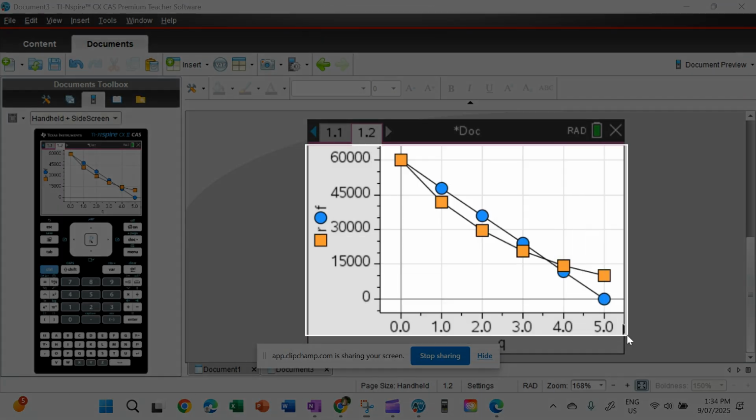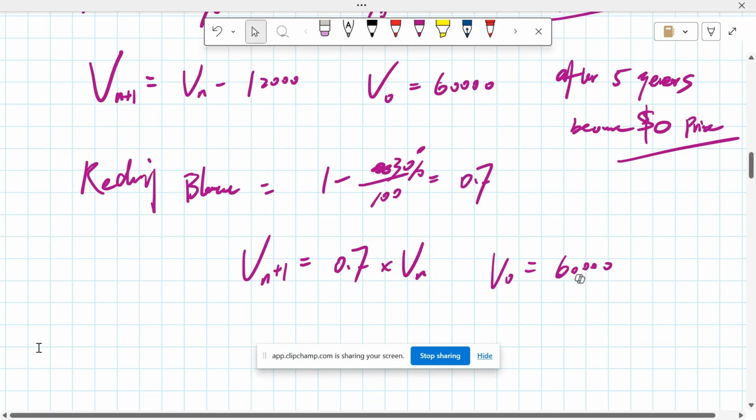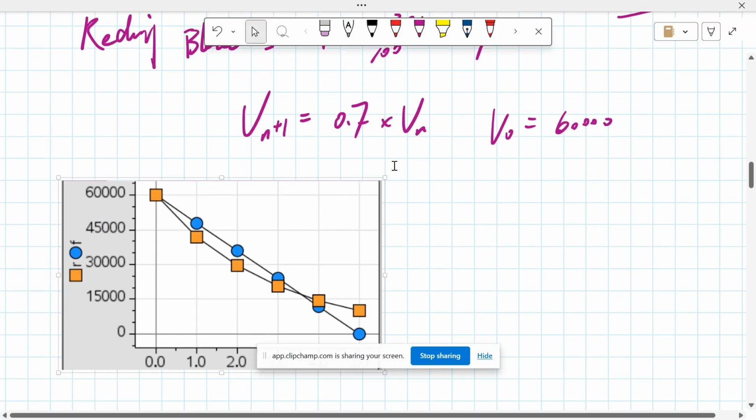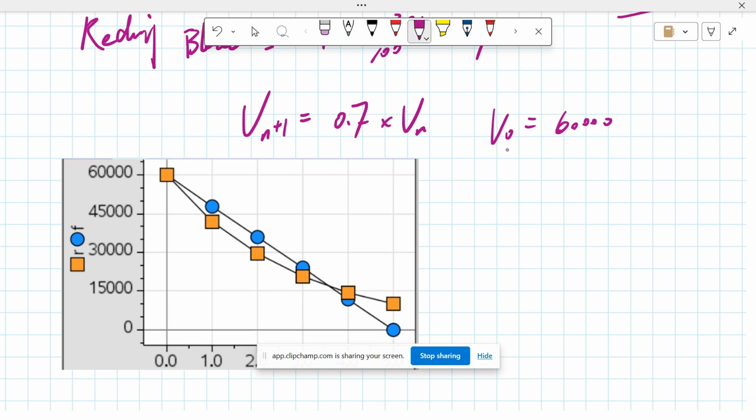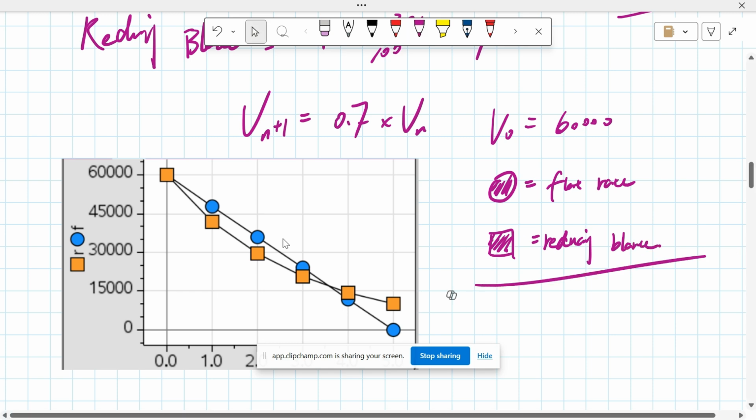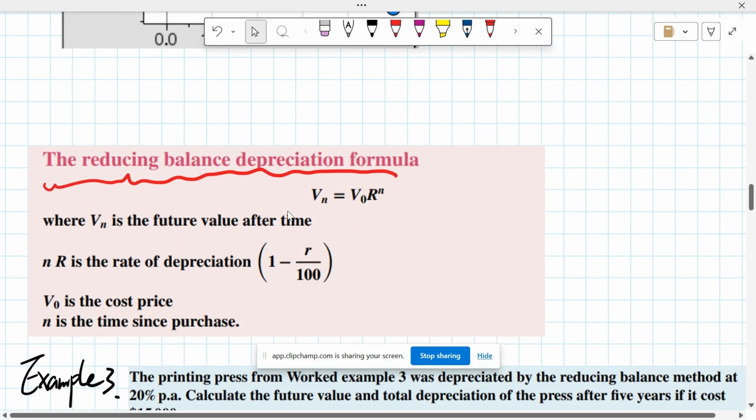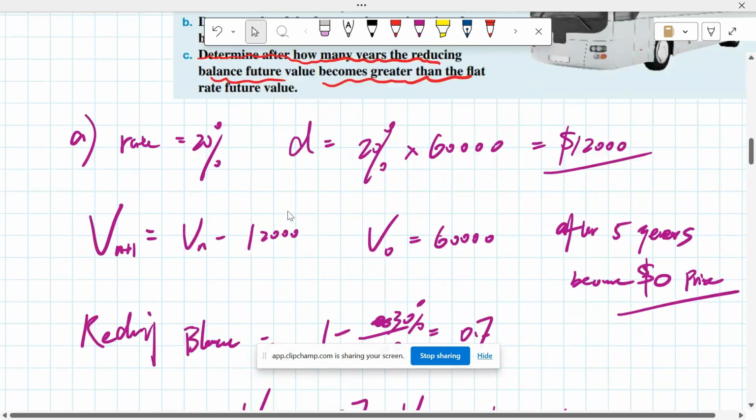I'll screenshot that real quick, and it will look like that. The circle represents the flat rate and the square represents the reducing balance. Okay, so pretty much that's what we have for now.